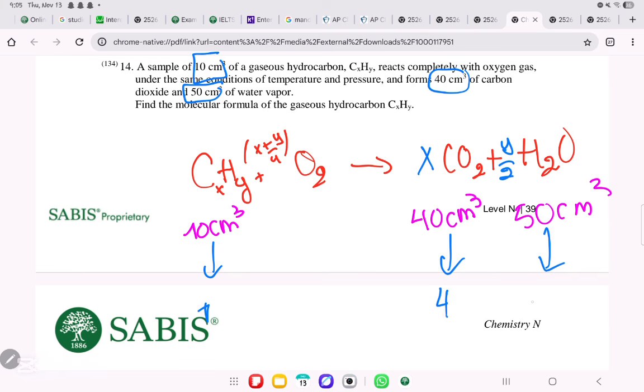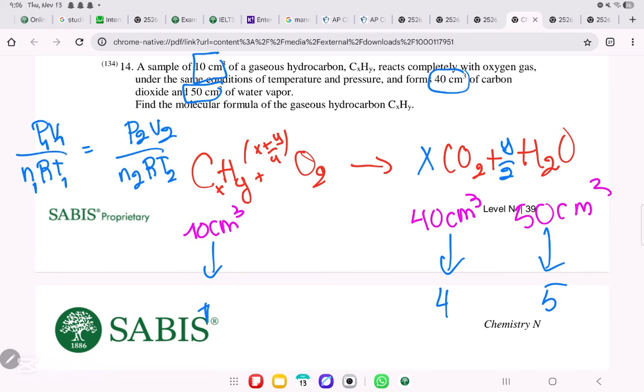Now, they told us that all gases are under the same condition of temperature and pressure. Because of this, what's the equation? PV equals nRT. Okay, so P1V1 over N1RT1 is equal to P2V2 over N2RT2. They told us that it's the same pressure, so you can erase this because they will cancel out. The same temperature, so you will erase this and it will cancel out. R is always the same, so now we're left with V1 over N1 is equal to V2 over N2.